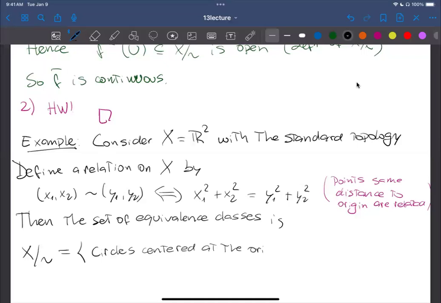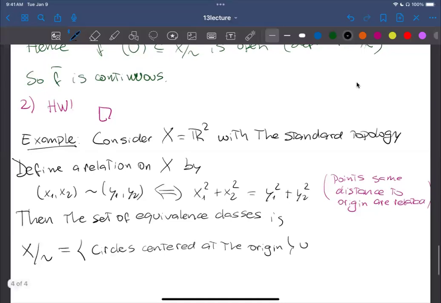And here the radius can be anything. I also want to consider the circle with radius 0, but usually that's not called a circle, so let's just say the equivalence class of 0, which is 0 itself.